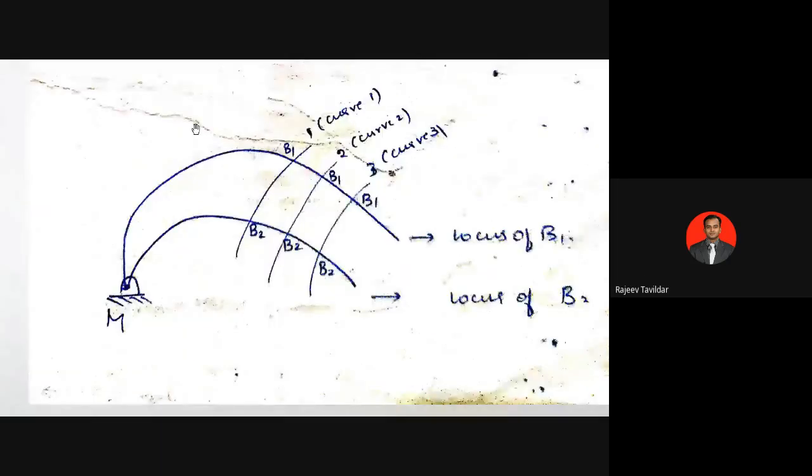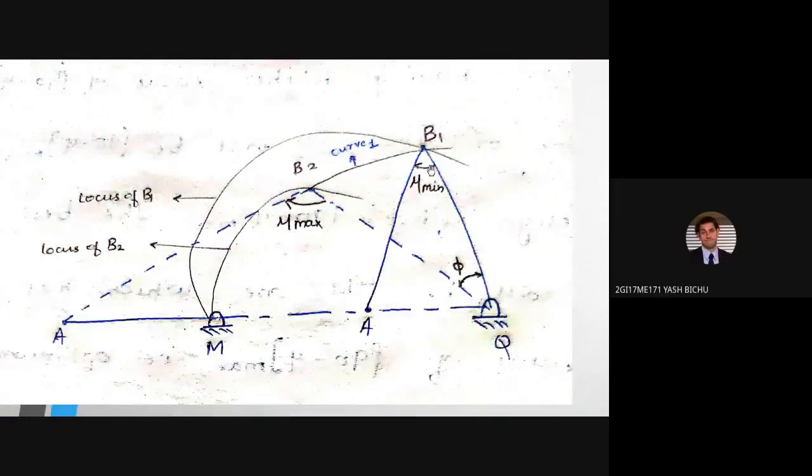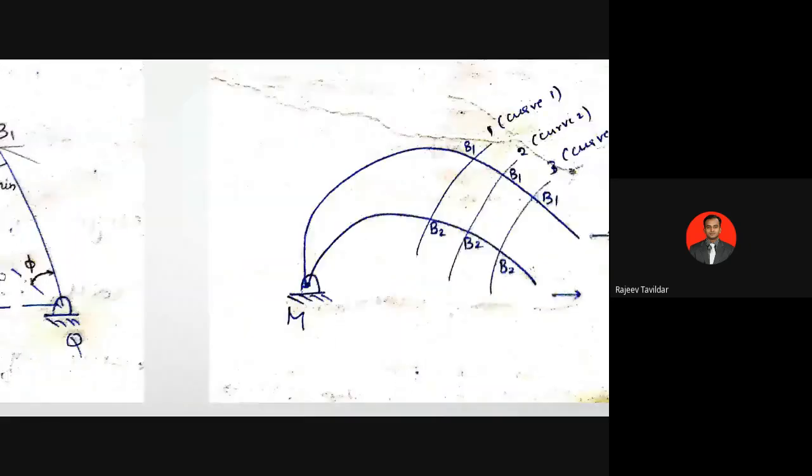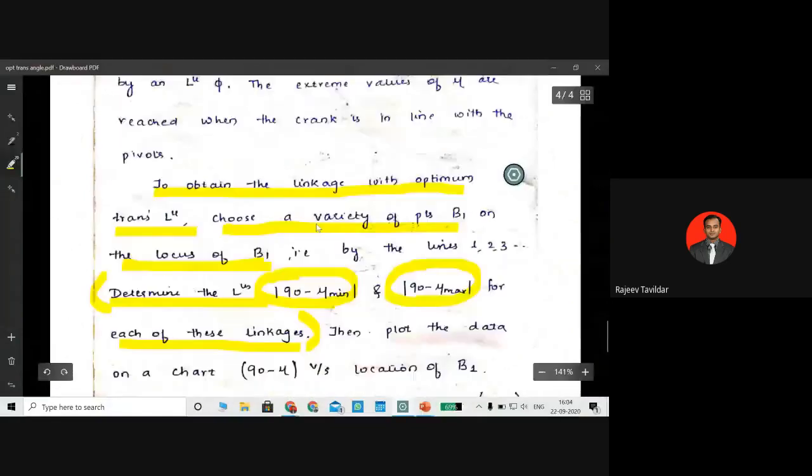I hope till this step it was clear. Yes, B1, yes, B2, sir, that is mu min, mu max. I got the locus of B1 and locus of B2. Then the first step of the procedure said that on the locus of B1, we have to plot multiple points. So just for demonstrating, we have plotted 3 points here. I've named them curve 1, curve 2, and curve 3, because from B1 I have drawn a curve up to B2 for all these 3. So this was the first step.